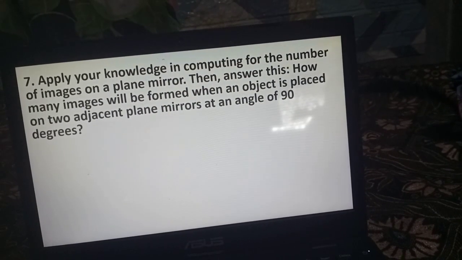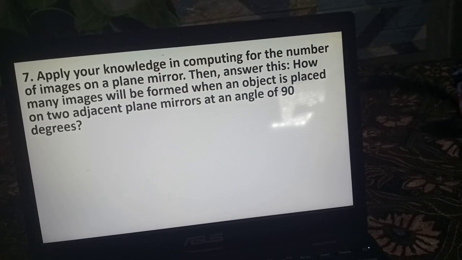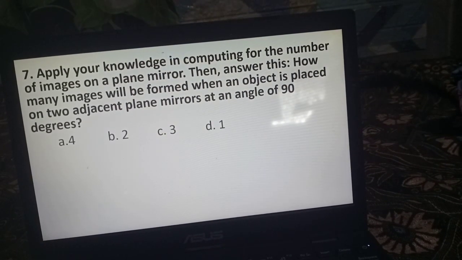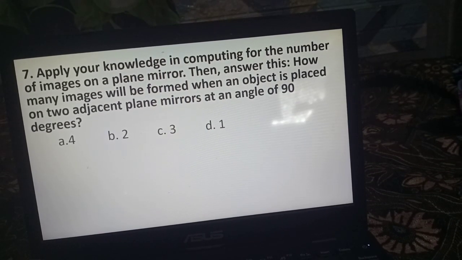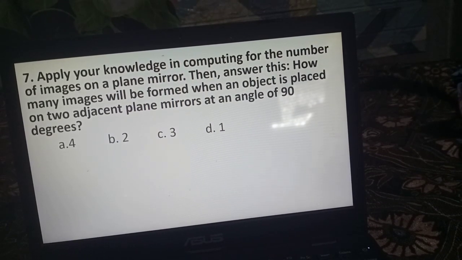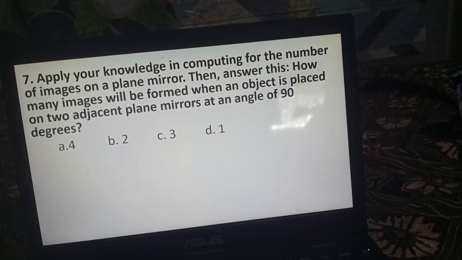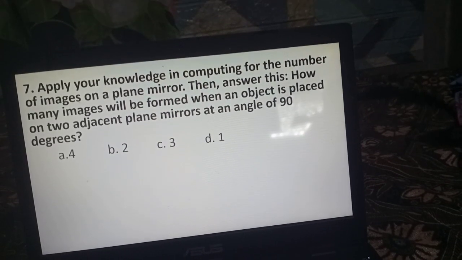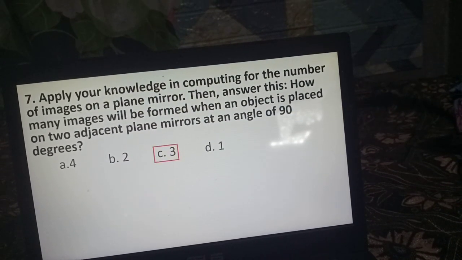Number 7. Apply your knowledge in computing for the number of images on a plane mirror. Then answer this. How many images will be formed when an object is placed on two adjacent plane mirrors at an angle of 90 degrees? A. 4, B. 2, C. 3, D. 1. Itong formula in finding for the number of images, n equals 360 degrees divided by the angle, which is also in degrees, minus 1. You divide 360 by the angle before ka mag-subtract og 1. The answer is letter C, 3.